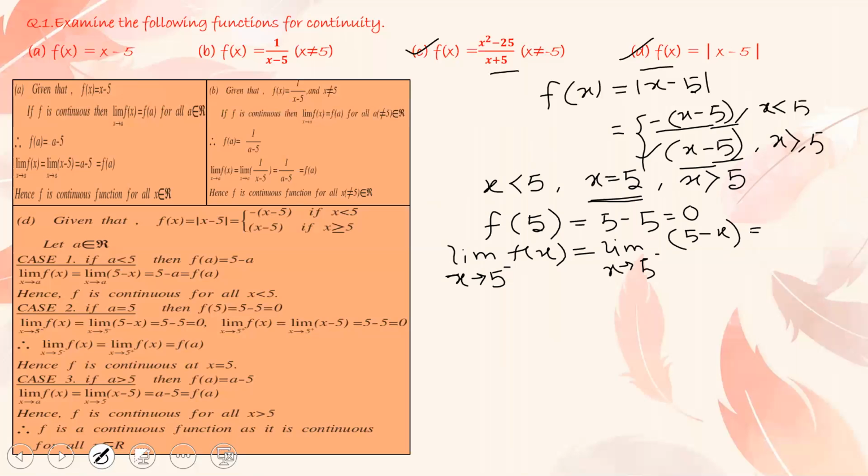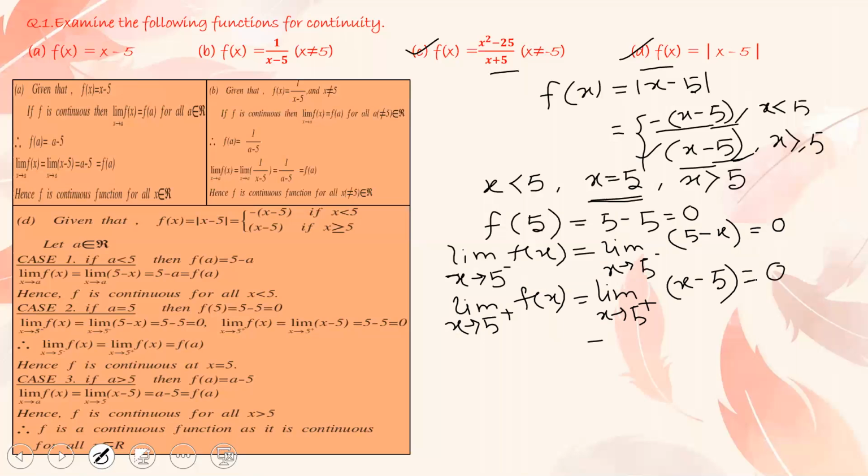Now what is the value? 5 minus 5 is 0. Check the right hand limit, x tends to 5 plus f of x. Now after 5, that is if x is greater than 5, the definition of the function is x minus 5. So limit x tends to 5 plus of x minus 5 is the function. Then this value is also equal to 0.